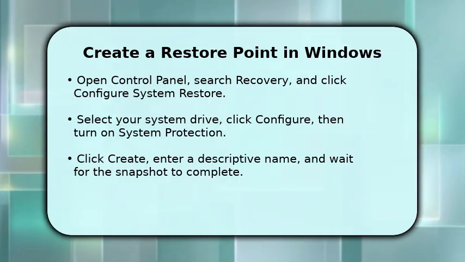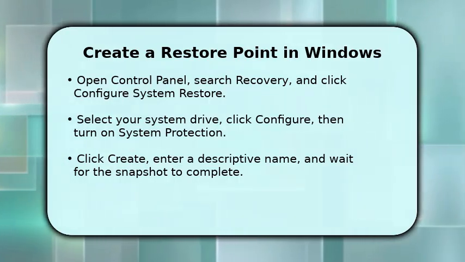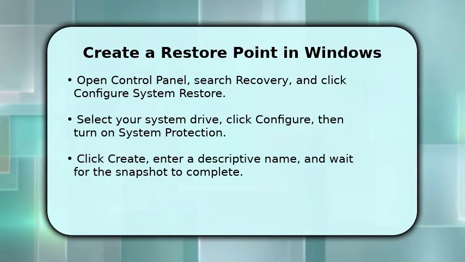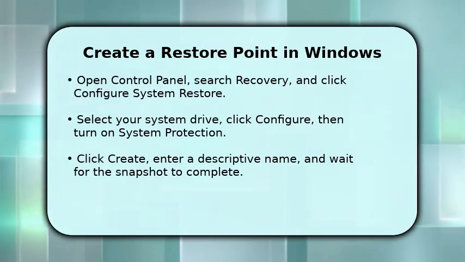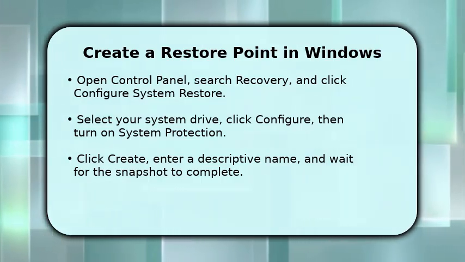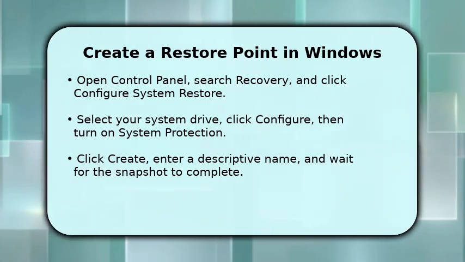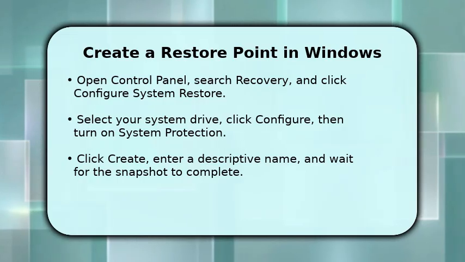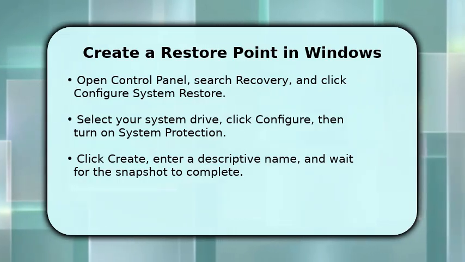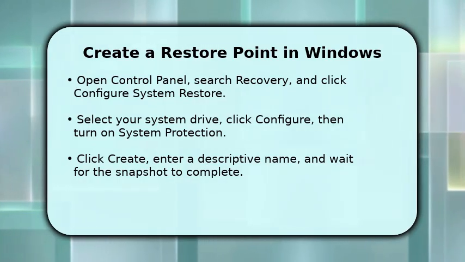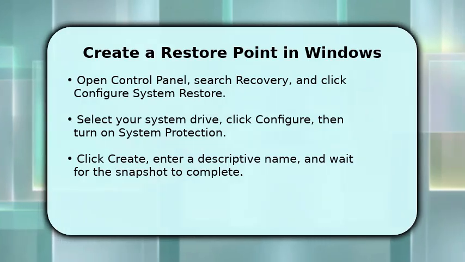Select your system drive, usually C, and click Configure to enable protection. Turn on System Protection and set a maximum disk usage percentage like 5 to 10%. Click Create to make a manual restore point and type a descriptive name with the date. Wait until the snapshot completes, then close the window and verify the new entry in the list.